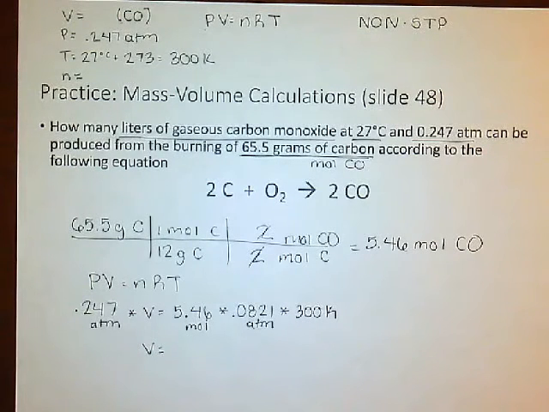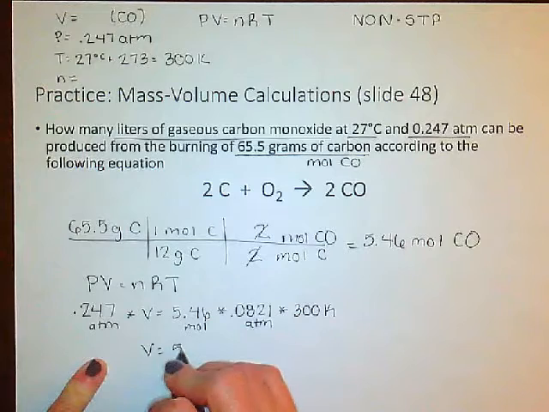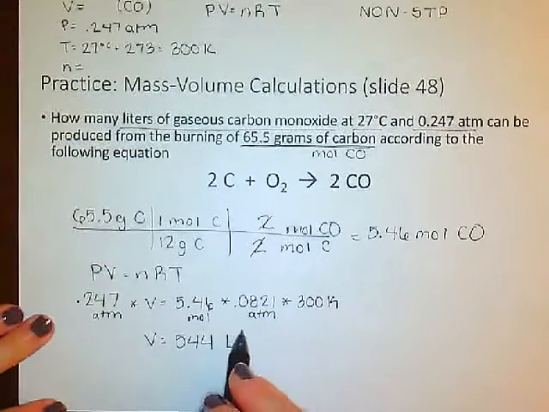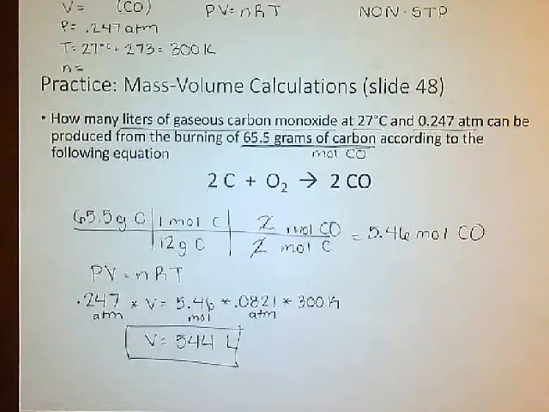And so now let's go through, multiply, and then divide. See what you get. 544 liters of carbon monoxide gas. Again, you're going to use a Stoich problem, and then you're going to use that ideal gas law to solve for that final answer.